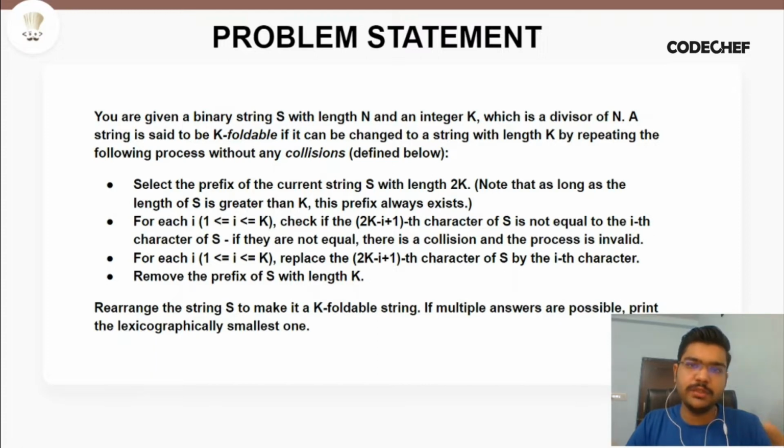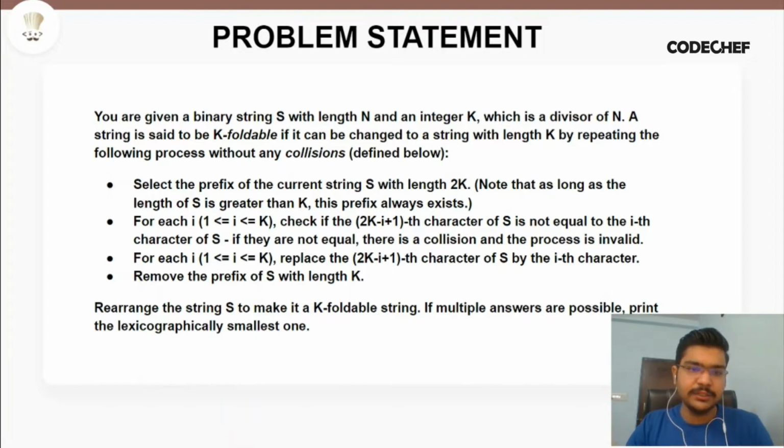So first what we have done, we have selected a prefix of length 2k. Then we'll match the ith element with the (2k minus i plus 1)th element. If it does not match, then the collision would exist and the process is invalid. Otherwise, we'll replace the (2k minus i plus 1)th character with the ith character. And then we'll remove the prefix of length k from that particular string s.